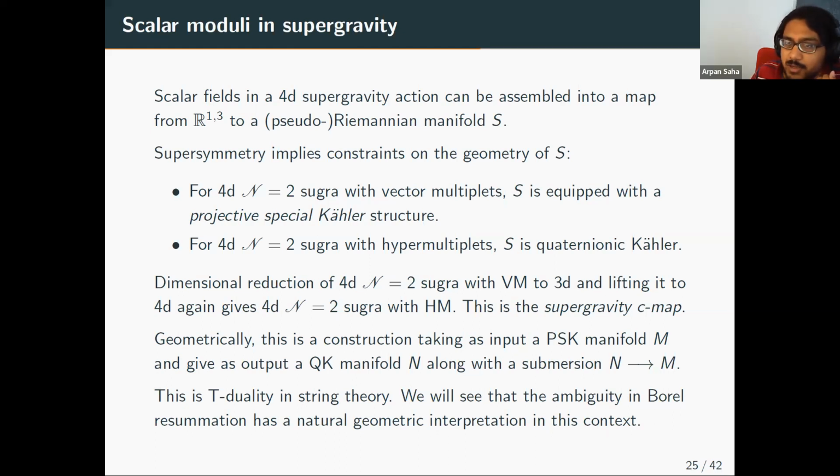So by lifting, I mean that you just introduce an extra direction and just say that the fields don't depend on that extra direction. Like you have some scalar fields in 3 dimensions, and then you can think of it as just a 4-dimensional theory, but the scalar fields don't depend on the 4th dimension. Mm-hmm. Okay.